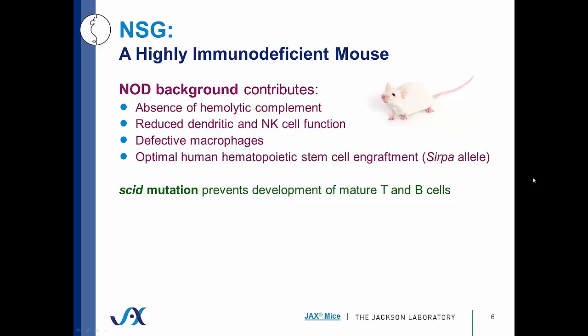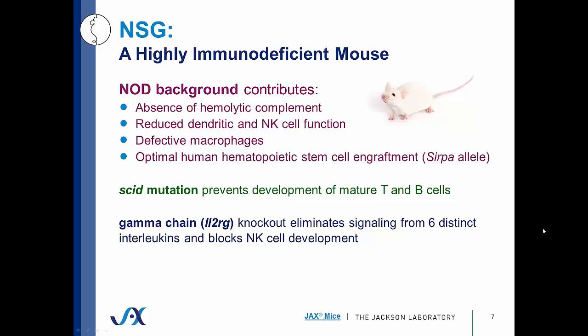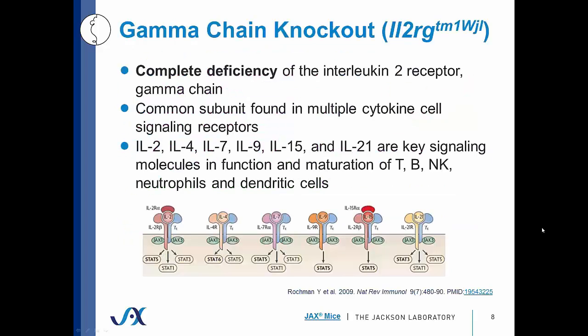The third and final feature of NSG mice that contributes to their immunodeficiency is the knockout of the IL-2 receptor gamma chain. This knockout eliminates signaling from 6 different interleukin cytokine pathways, and more importantly, it blocks natural killer cell development. So the IL-2 receptor gamma chain is a component of 6 different cytokine receptors, including IL-2, 4, 7, 9, 15, 20, and 21, as it's depicted by the blue subunit in this cartoon, with IL-15 signaling being involved in natural killer cell development. Completely knocking out the function of IL-2 receptor gamma results in no natural killer cell function, and this is actually one of the biggest impediments to hematopoietic stem cell engraftment in mice.